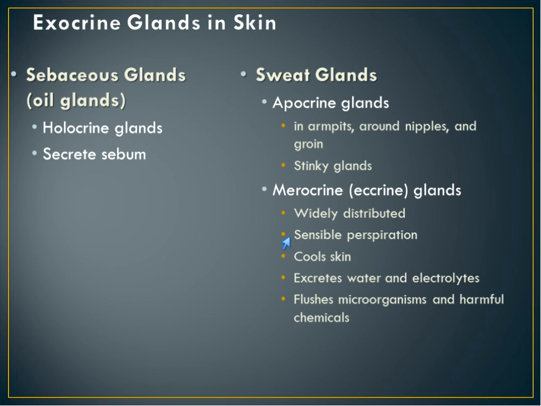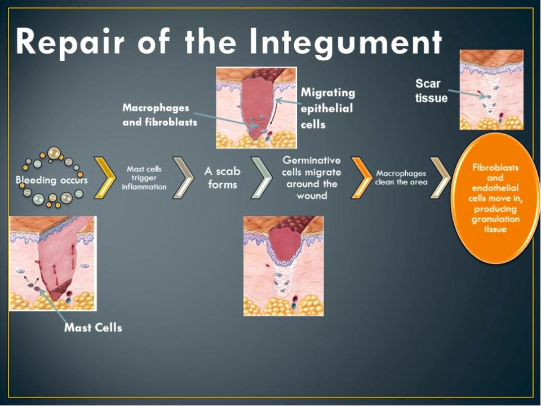They're responsible for our sensible perspiration, so you sweat because you're hot, and that sweating because you're hot is known as cutaneous evaporation, and it helps to cool your skin. In that sweat you have water and you have electrolytes, so it helps to maintain your electrolyte balance. And it can even flush away microorganisms and different harmful chemicals, keeping them from getting into the body. So as you can see, one of the really big jobs of the skin and these accessory structures is protection.